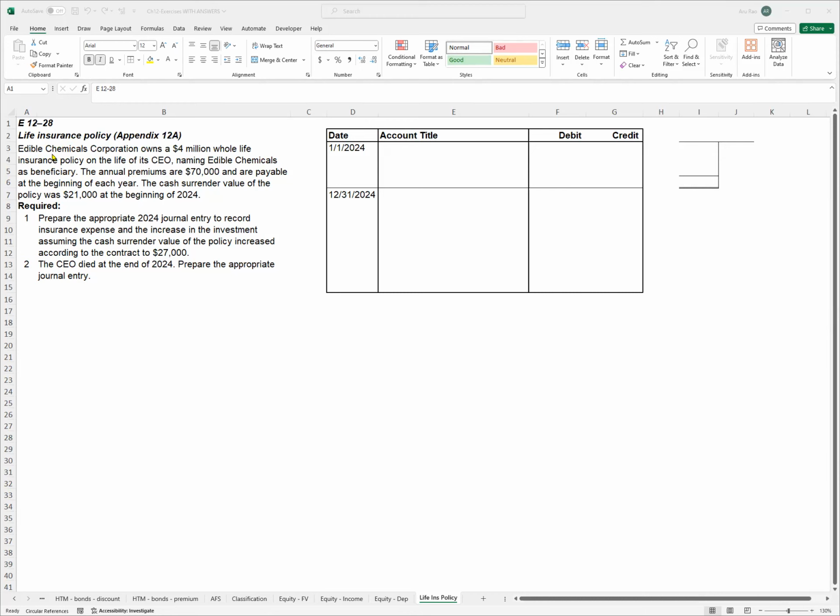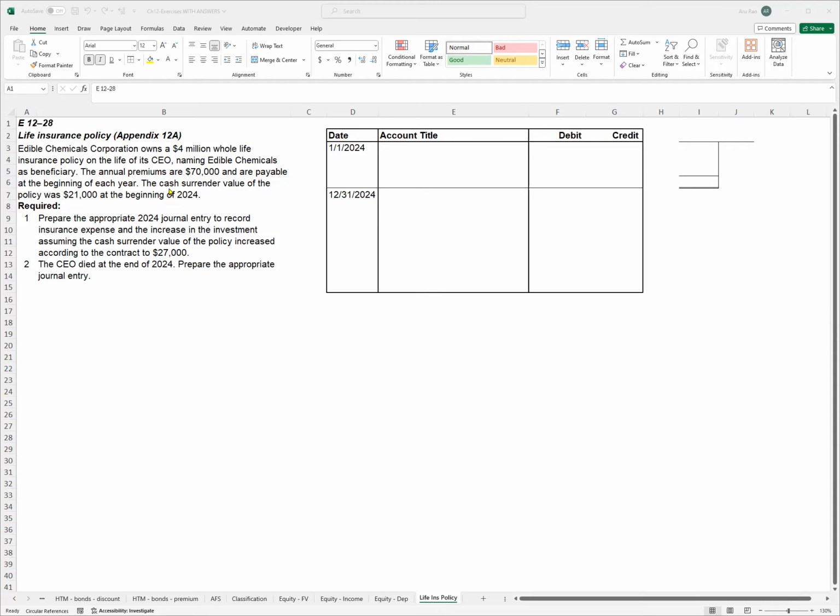Here we have Edible Chemicals Corporation that owns a $4 million whole life insurance policy on the life of its CEO, naming Edible Chemicals as the beneficiary. So if the CEO dies, the company will get $4 million. The annual premiums are $70,000 and are payable at the beginning of each year. So at the start of each year, they have to pay 70 grand for this insurance policy. The cash surrender value of the policy was $21,000 at the beginning of 2024.